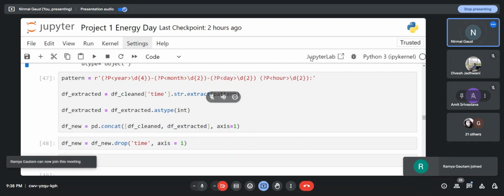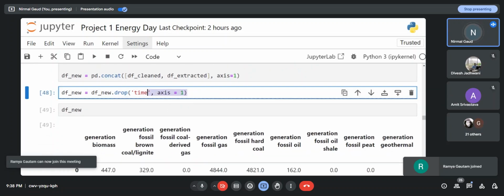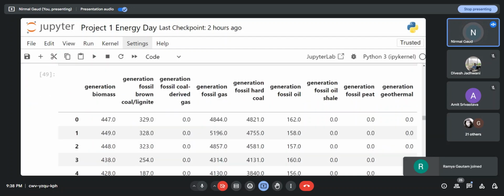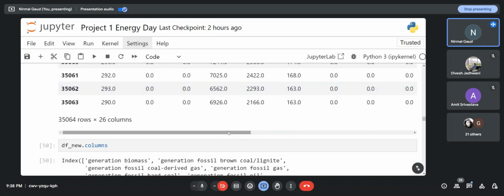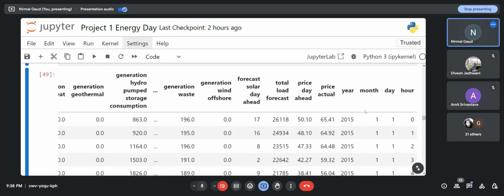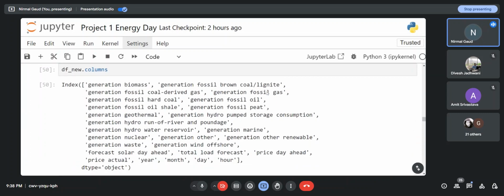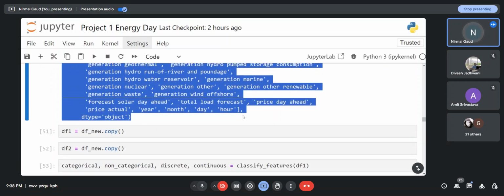Okay, fine. And then next, I dropped my time feature because now I already have the features which I created separately, that is year, month, day, and hour. So I don't require the initial time feature, so I dropped it. Okay, and then next, I again printed that these are my final columns over which I can end up with the analysis.